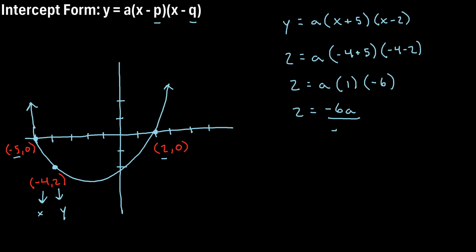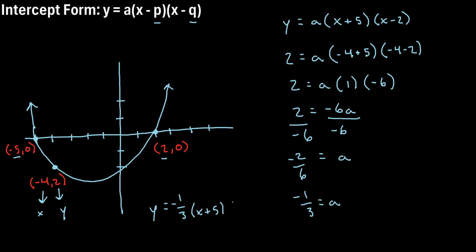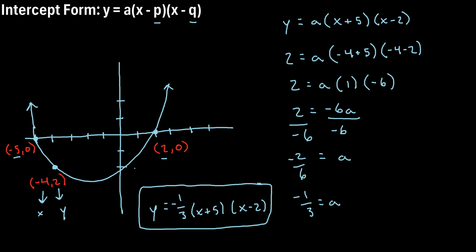To solve for a, we can divide both sides by -6. We get a is equal to -2/6, or if we would like to reduce, that would be -1/3. So a is -1/3. So we can write our final answer as this equation that we found up here, but we're going to replace a with -1/3. So we get -1/3 times x plus 5 times x minus 2. And that is our final answer. That's how we can write this parabola in intercept form.